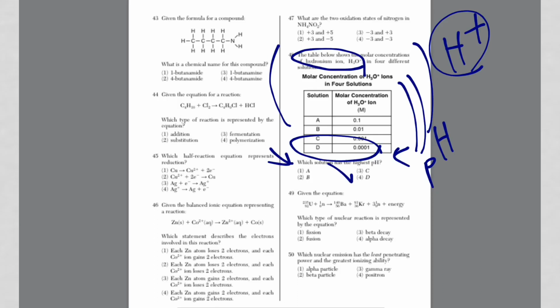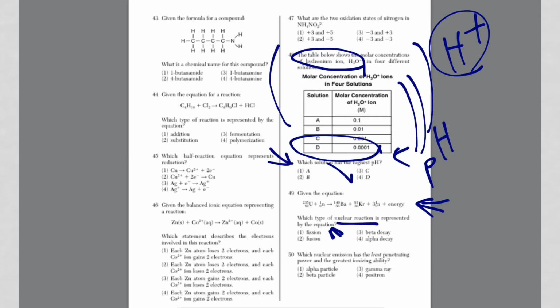Let's take a look at 49. We have a nuclear reaction. How do I know that? They told me that. Typically, nuclear reactions, you're going to see mass numbers on the top by the symbols, atomic numbers on the bottom, and you're asked to figure out what type of nuclear equation this is.